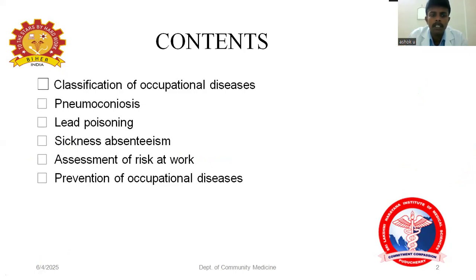Then we will discuss briefly about lead poisoning. Then we'll see about sickness absenteeism. Then we'll see about assessment of risk at work. And finally, we'll come to the most important part, that is prevention of occupational diseases, how these occupational diseases can be prevented.